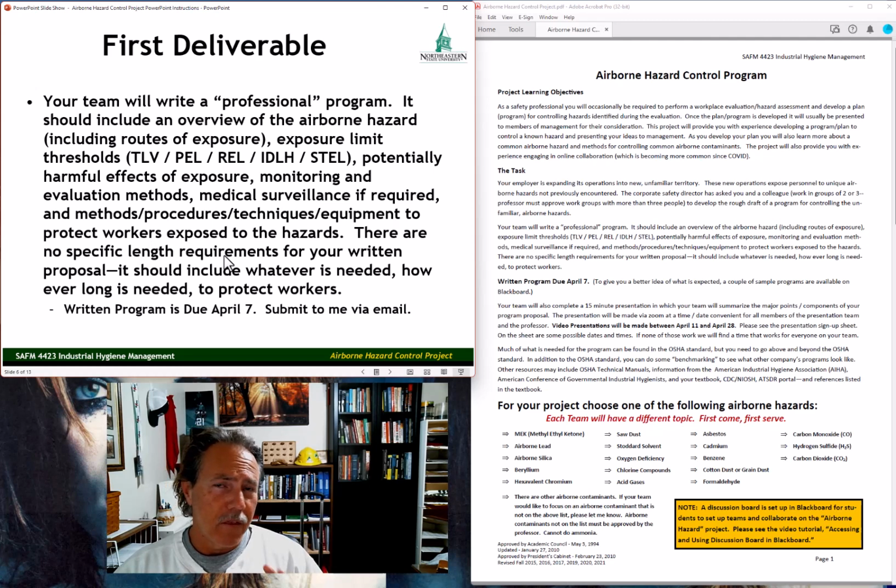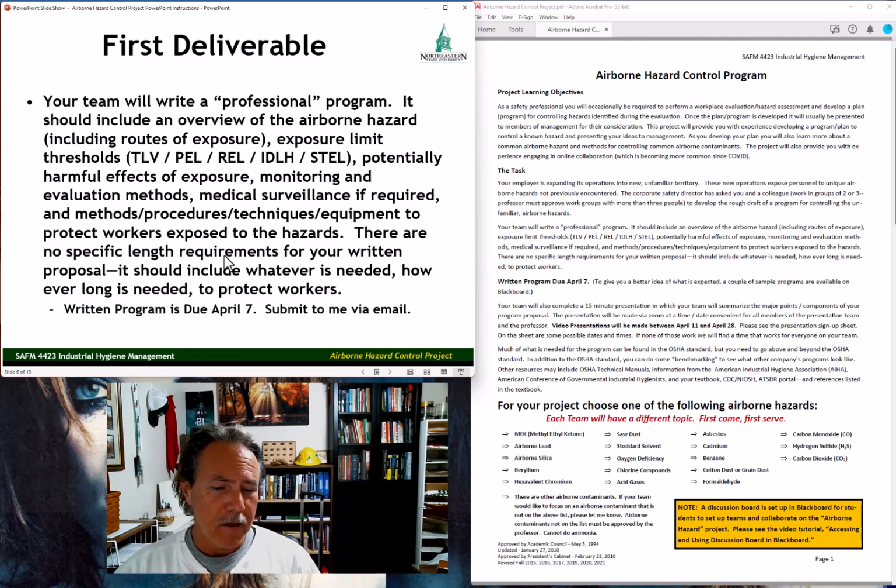Now, for this paper, there are no specific length requirements for your written proposal. It should include whatever is needed, however long is needed, to protect the workers. When you're working as a safety professional and you're asked to do a project like this, your boss isn't going to say, I need 10 pages by Monday. Your boss is going to ask you for a quality proposal by Monday or a quality product by Monday. If it takes 20 pages, then that's what it takes. If you can do it in 5 pages, that's even better. But it has to be thorough.